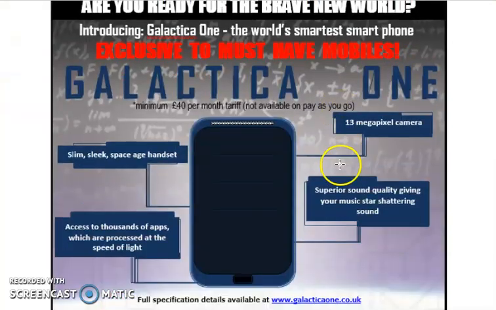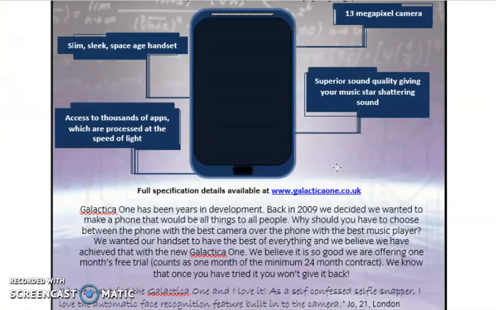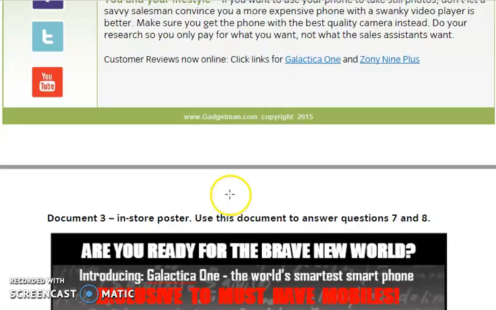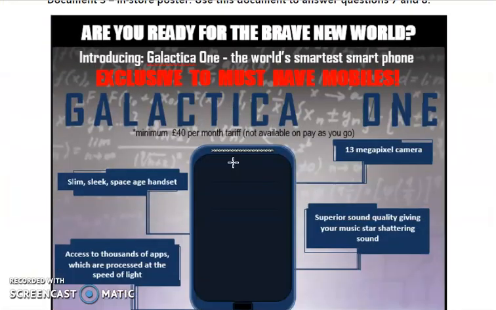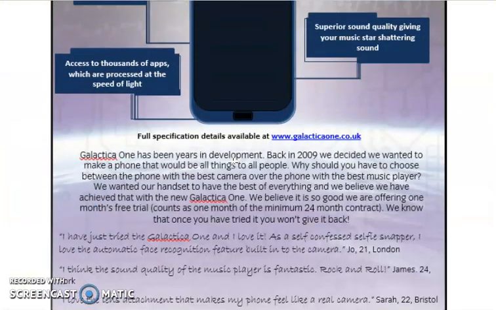However, we can compare this directly to this advert here. Now, this advert explicitly states that we want our handset to have the best of everything, so we believe we achieve that with the new Galactica 1. So this advert is basically saying you don't need another phone, you don't need to make your mind up, you don't need to know the information, all you need to know is this phone's brilliant. So that's our first point of contrast. The first text here, the review, is giving as much information as possible and letting people make their own minds up, whereas the poster is written in a very persuasive way and it's trying to sell this particular phone.